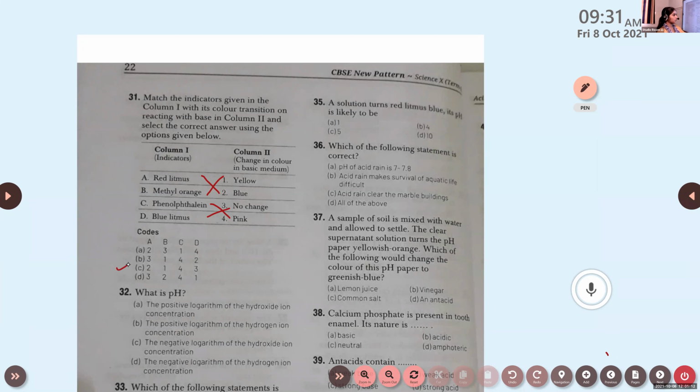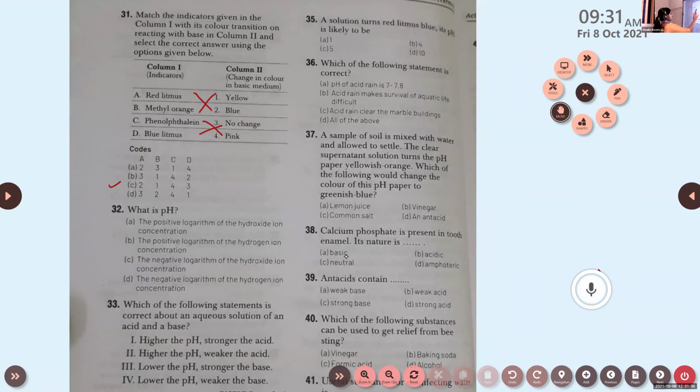2, 1, 4, 3. So red litmus, it will be converted to blue in basic medium. Then methyl orange is converted to yellow. Phenolphthalein is converted to pink. And blue litmus, there is no such change in the case of blue litmus. Okay. Then the next part from the remaining portion of this chapter, we can discuss it.